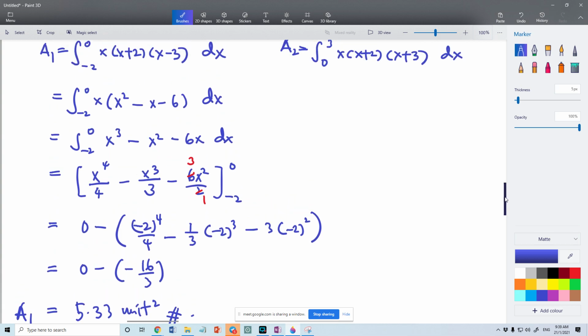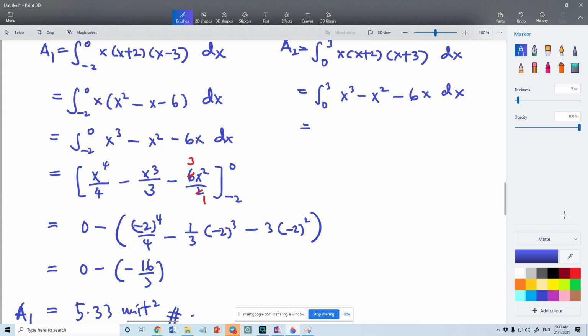Okay, so we get this. Now, go for area 2. You see, we can do faster. Why I say that? You see, this time, 0, 3. The function, you already have the answer. So, this one, you can change to x power of 3 minus x square minus 6x dx, because we already expanded it just now. So, this is the answer.